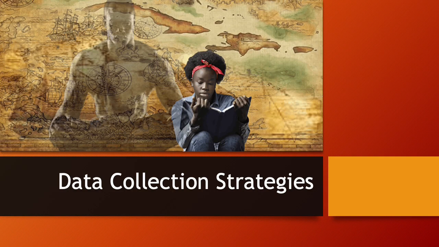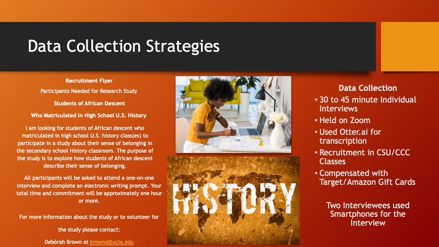So now we'll move on to the data collection strategies. Briefly, I'll mention, here's a copy of my recruitment flyer. You can see that I was looking for students of African descent who had previously matriculated in high school U.S. history. I was not state specific, and I also allowed for a range of ages. Participants did receive the choice of an Amazon or a Target gift card upon completion of a one-on-one interview. I also asked for an electronic writing prompt. I did not have them complete the writing prompt for this assignment, but I included it in the recruitment call.